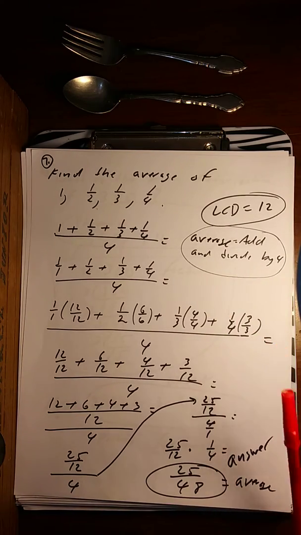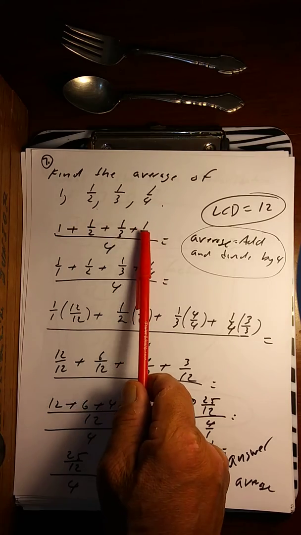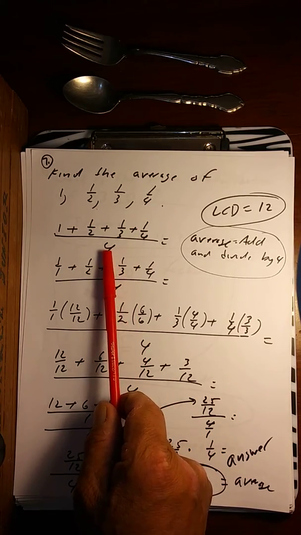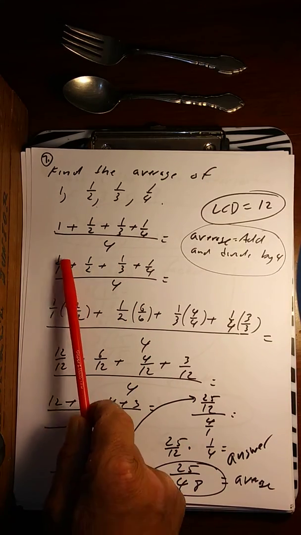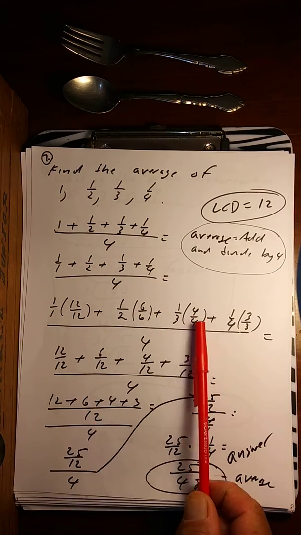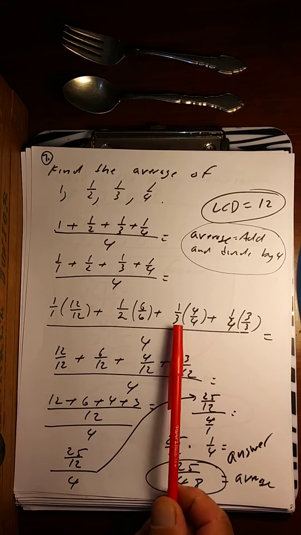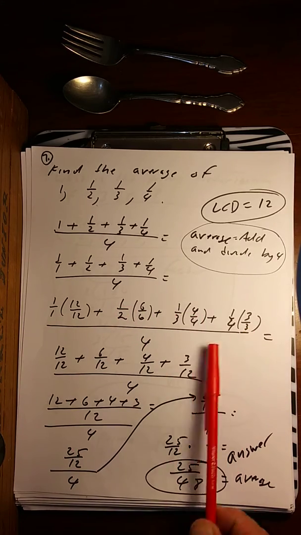Find the average of those four numbers. We're going to have to add them up and then divide by 4 to get the average. So again, 1 over 1, 1 over 2, 1 over 3, 1 over 4, multiplied by 12, 12, 6 and 6, 4, 4, 3 and 3. That's going to give you 12 over 12, 6 over 12, 4 over 12, and 3 over 12.